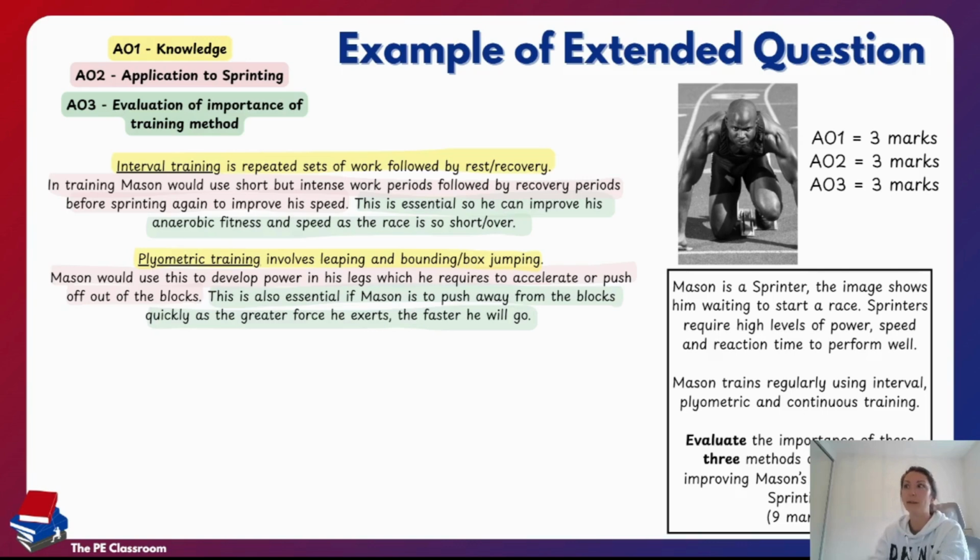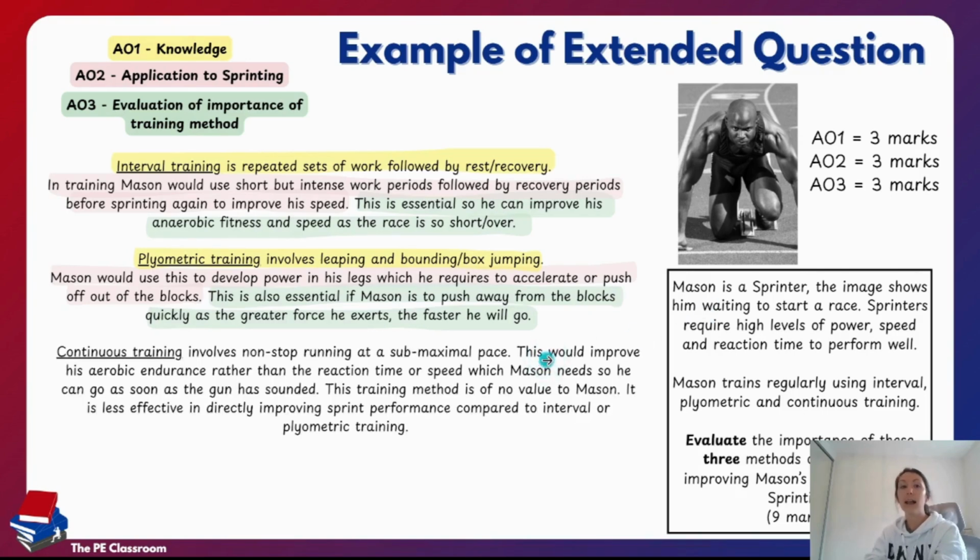So I'm saying how plyometric training will benefit his performance in sprinting, and again saying that this plyometric training is essential for his performance. Our last paragraph then, continuous training involves non-stop running at a submaximal pace. I've stated what continuous training is. Even though we know that continuous training is not important, I get a mark by saying what it is. This would improve his aerobic endurance rather than his reaction time or speed, which is what Mason needs so he can react to the gun.